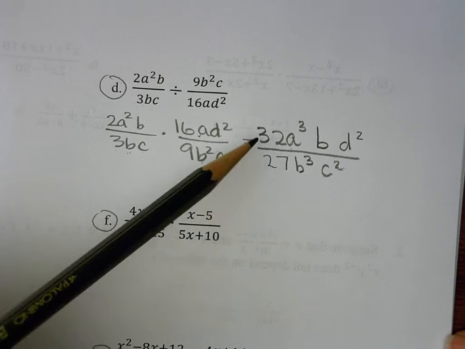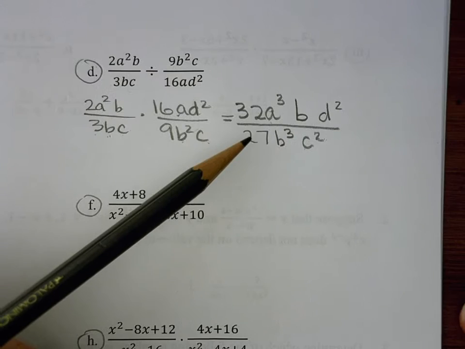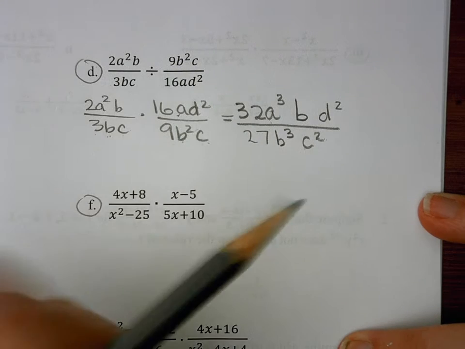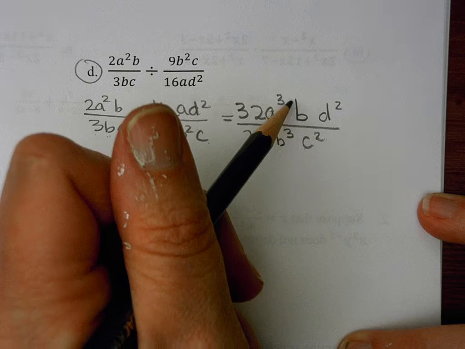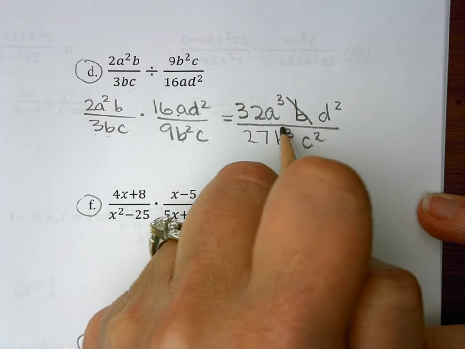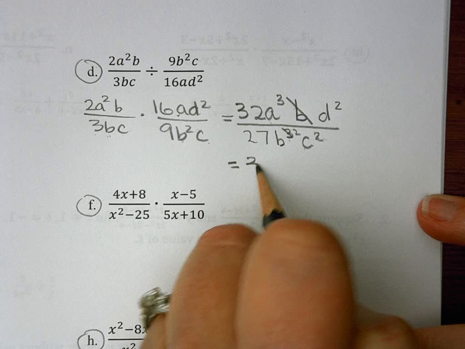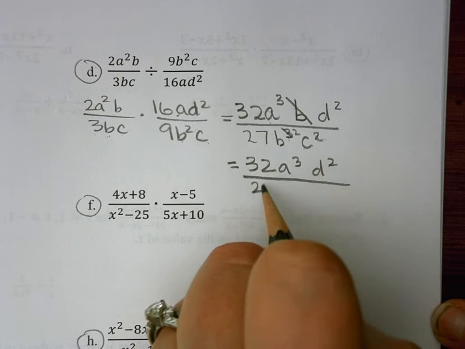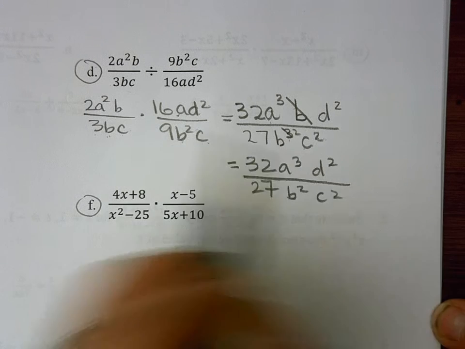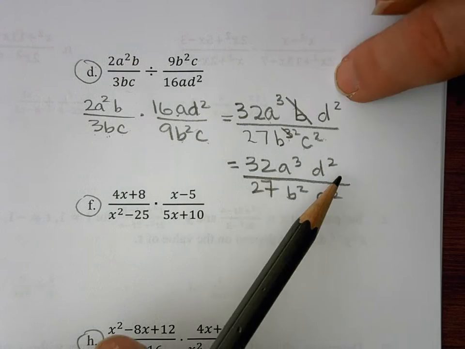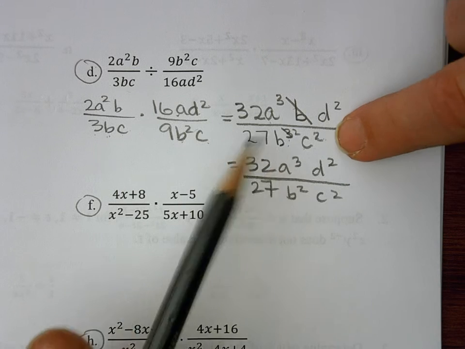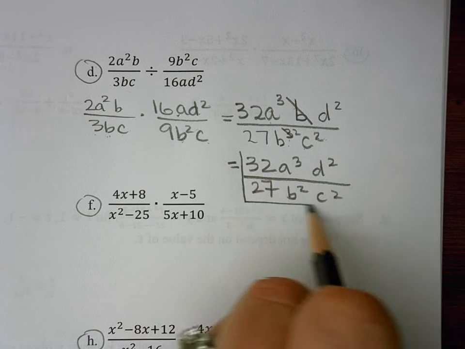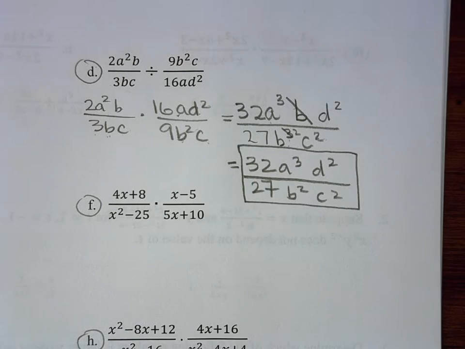And then if I look, I don't have anything that divides into 32 or 27. The a's don't reduce, and the c's and the d's don't. So the only thing that ends up reducing are my b's. So I can take one of these b's and reduce that one down by 1. So I have 32a to the third d squared in the numerator because the b canceled one of those. And then 27 b cubed dropped to b squared, and then I still have c squared. And then that's my answer.